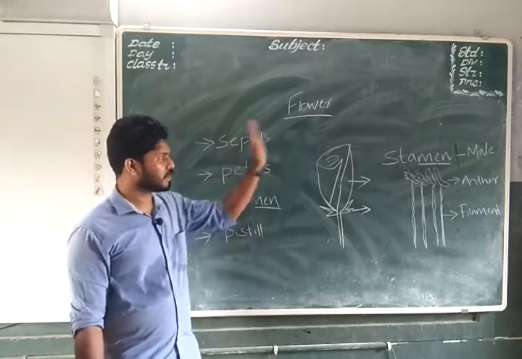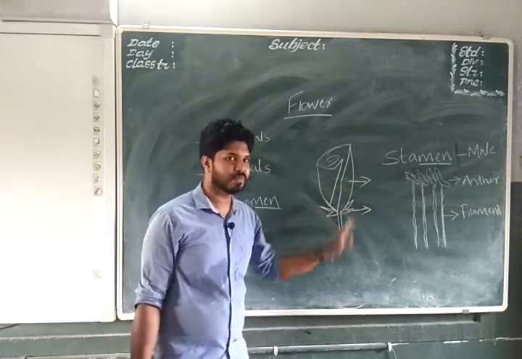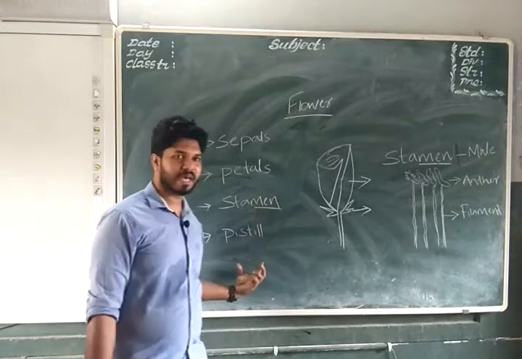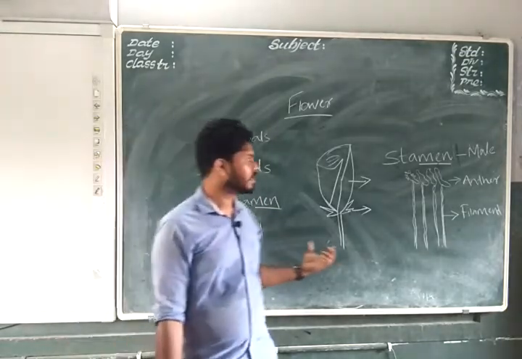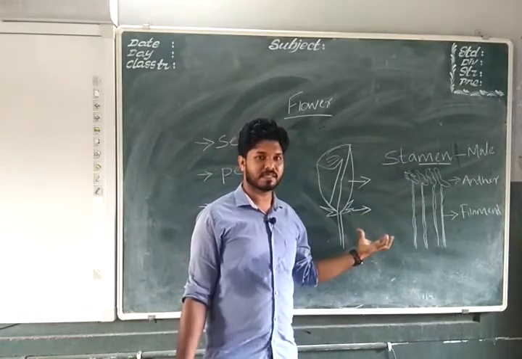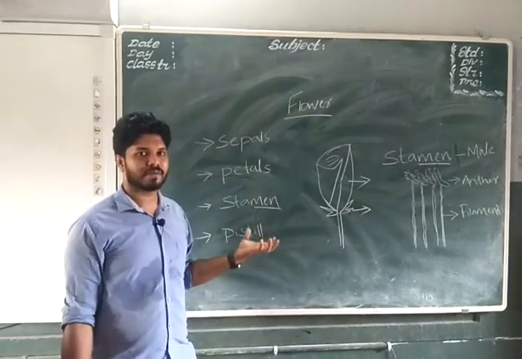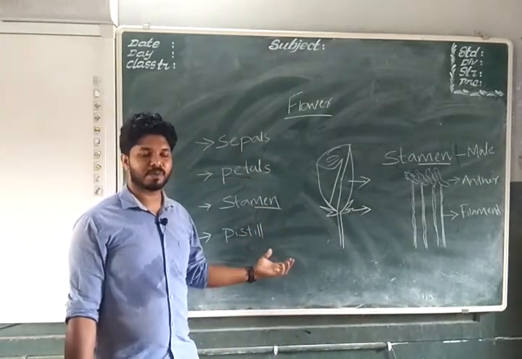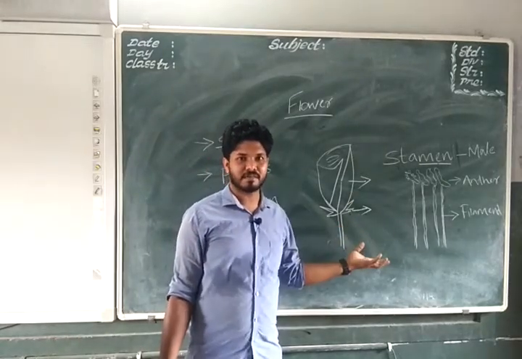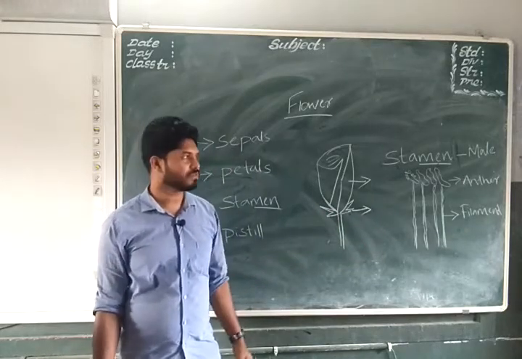See once more, flower consists of sepal, the green leaf-like structure, petals, the attractive part, then stamen and pistil. It is the male reproductive organ and female reproductive part in a flower. Stamen consists of filament and anther, and the anther consists of pollen grains. Pollen grains are taken into different flowers. This process is called pollination, and it is done by pollinating agents like butterflies, honeybees, etc. That is by means of insects.